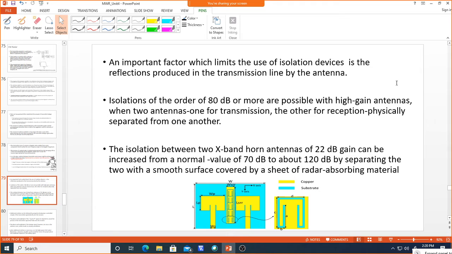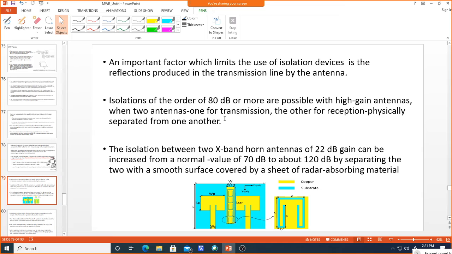So because of those reflections, the isolation will be minimized. If you take the isolation of the antenna and free space, if it is not matched properly, the isolation will be limited. Similarly for the source and transmission line. Isolations of like 80 dB are possible with high gain antennas. If you use high gain antennas, because they have more power and directivity, the isolation achieved can be higher.